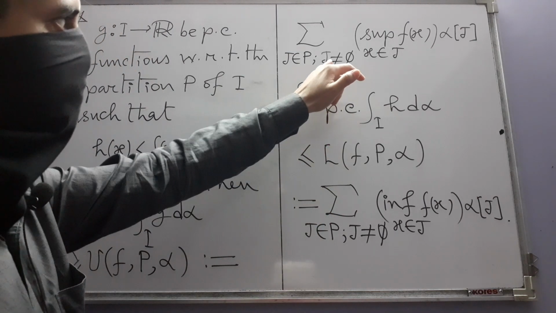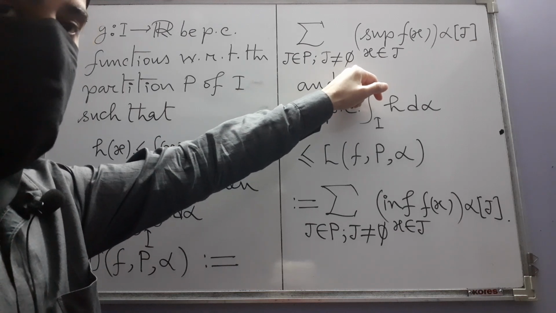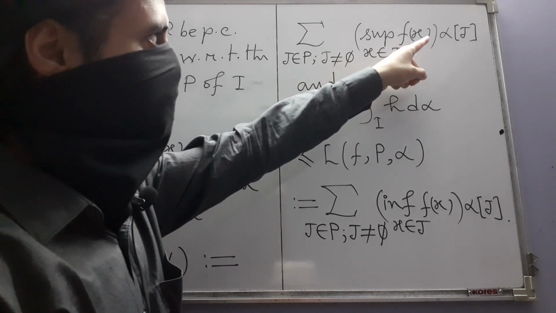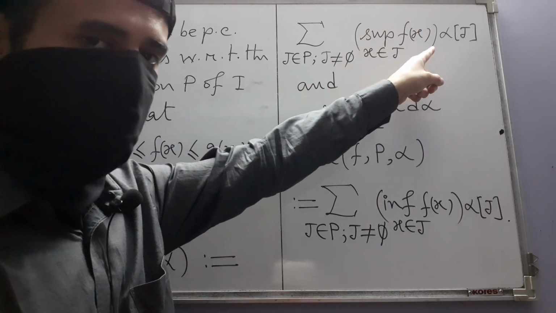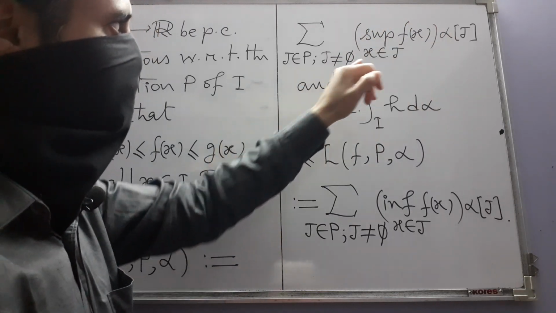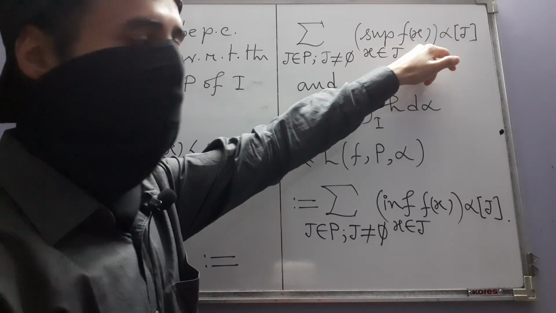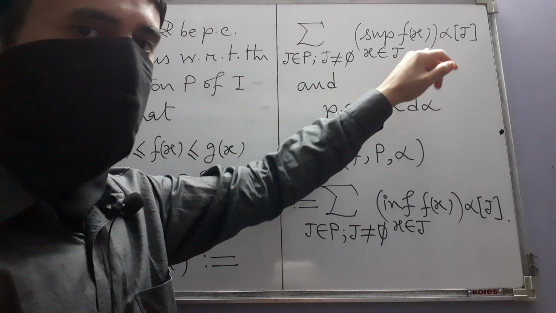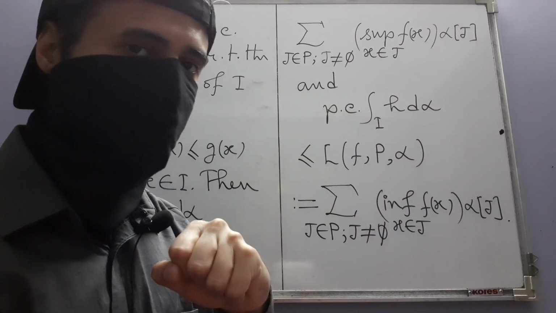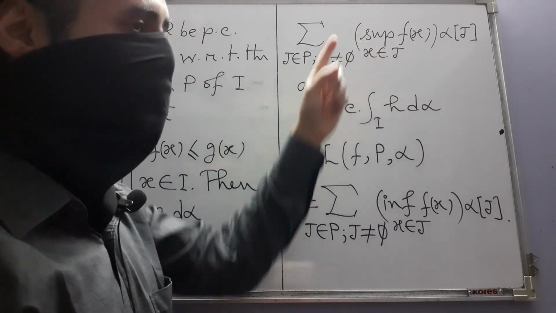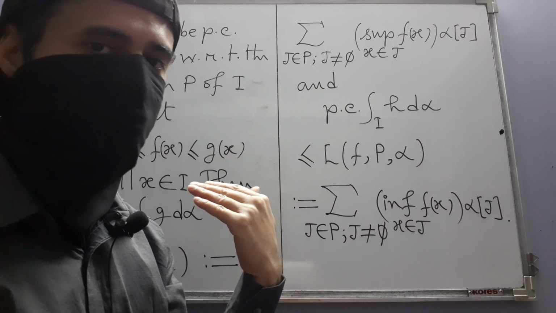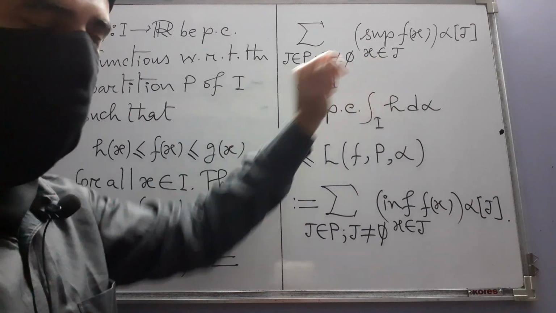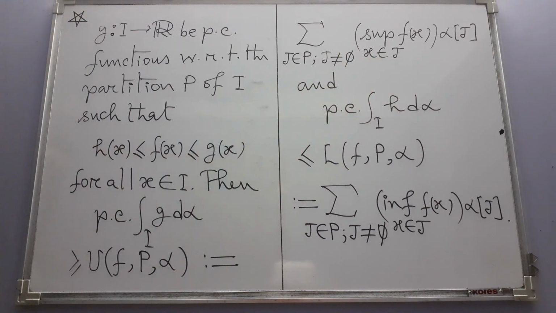Do you remember why we need this j to be non-empty here? Because if j is empty, then this is after all the supremum of a set, right? What is the set? The set is all the f values as the input varies over j. If j is empty, that set itself is empty. And by definition, then its supremum will be minus infinity. That we do not want. That is why we require j to be non-empty. Similarly here also.